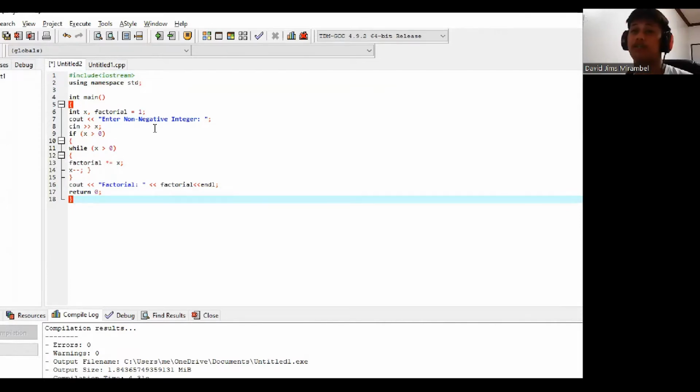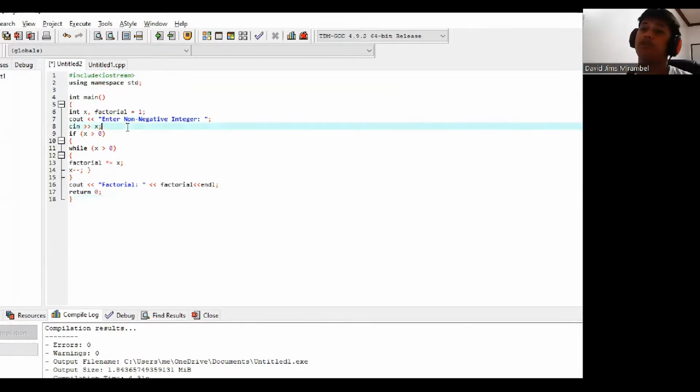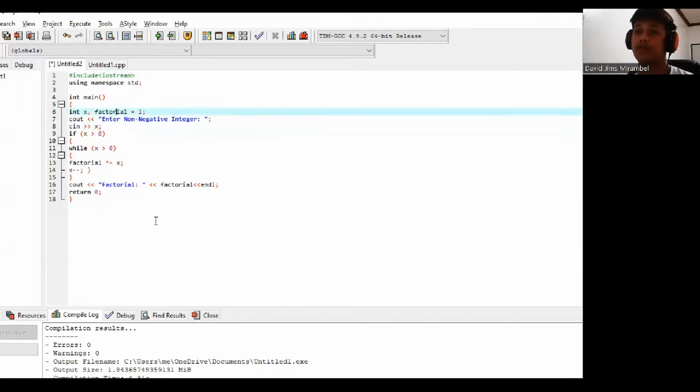This application will compute the factorial value of the number entered by the user. For the variable, we use x as the non-negative integer that the user will enter. When the user enters a non-negative number, the sequence will begin to compute the factorial value using the codes.